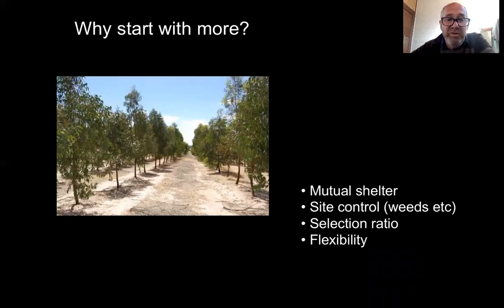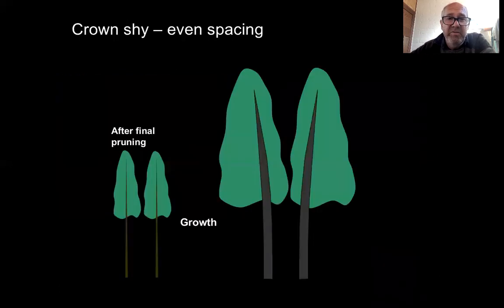Why do we start with more trees than we want to harvest? Because we want that mutual shelter, because in some cases, we need to suppress the undergrowth, particularly in the tropics. You want to be able to select the best trees, so your cull ratio will allow you to pick out the best trees. If there's variability, if you use clonal techniques, you may be able to reduce that. And you want flexibility in management options.